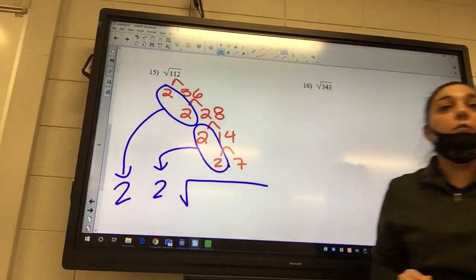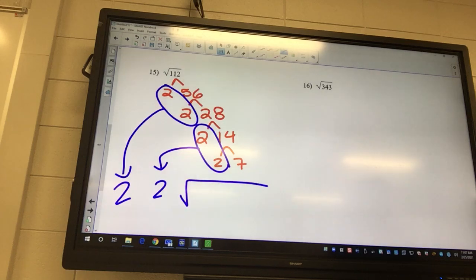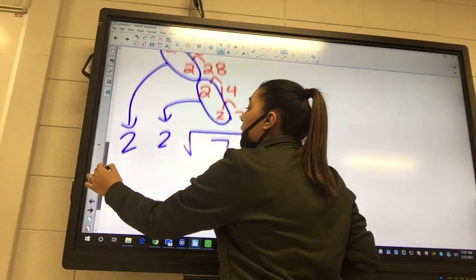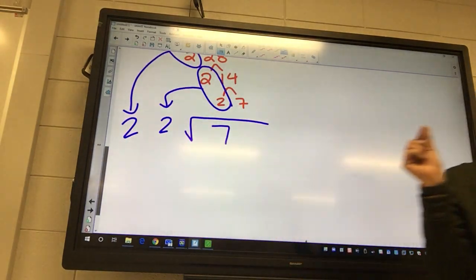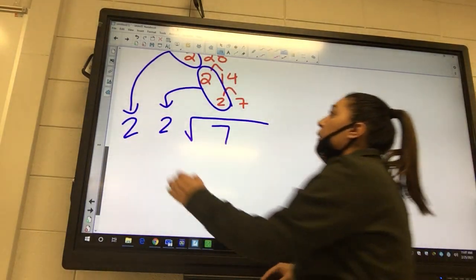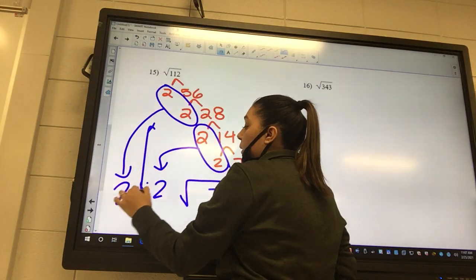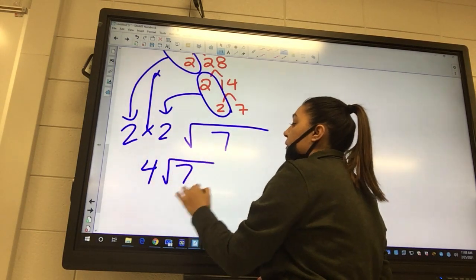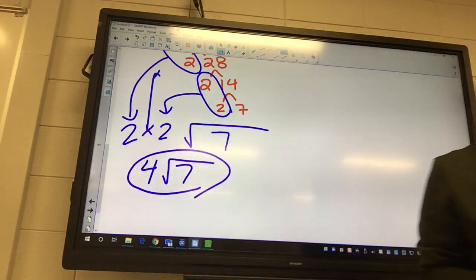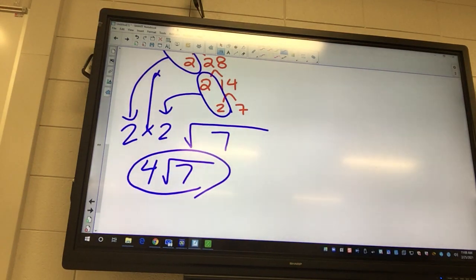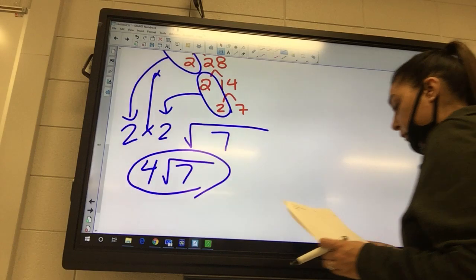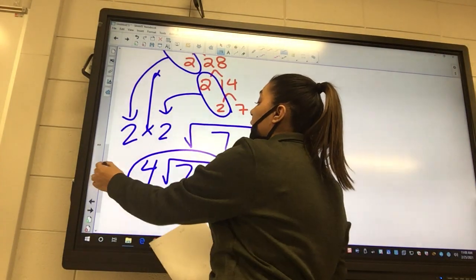Who cannot go? 7. He can't go. And then what do we do with the numbers if they're right next to each other like that? We have to multiply them. So over here it's going to be 4 square root of 7. Okay, look at 14.